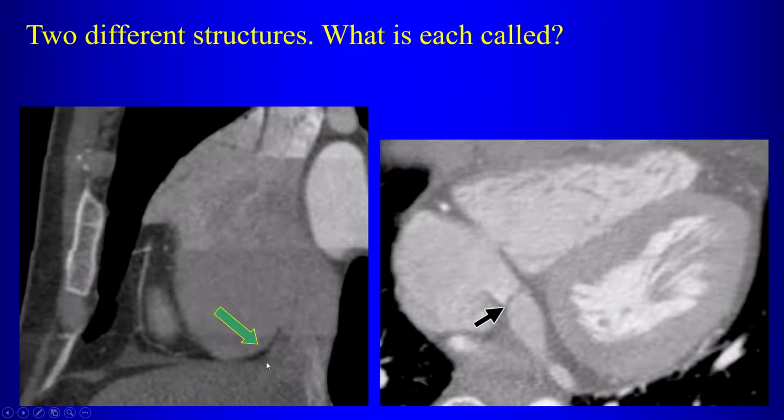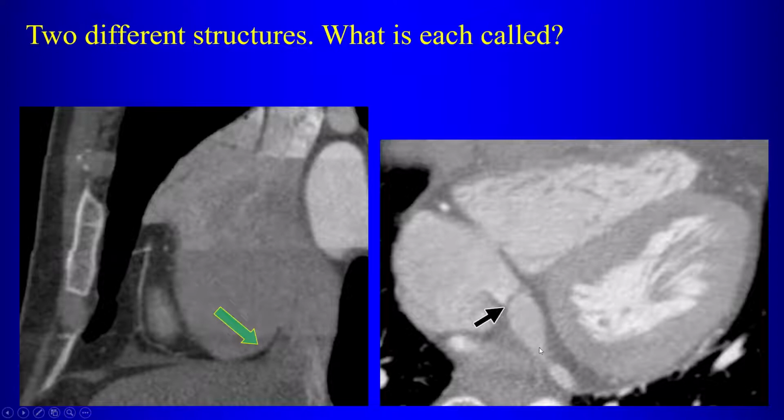Here we have two different structures, and the question is, what is each? So here we have a sagittal view going through the right atrium. This is the superior vena cava. This is the inferior vena cava emptying into the right atrium. What is this ridge of tissue? And that, of course, is the valve of the inferior vena cava. That is the Eustachian valve.